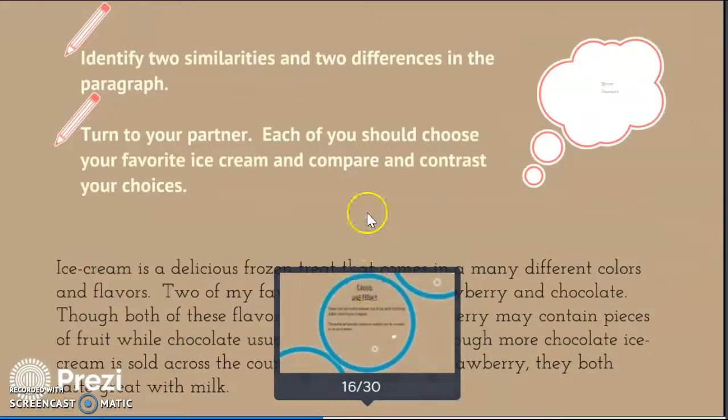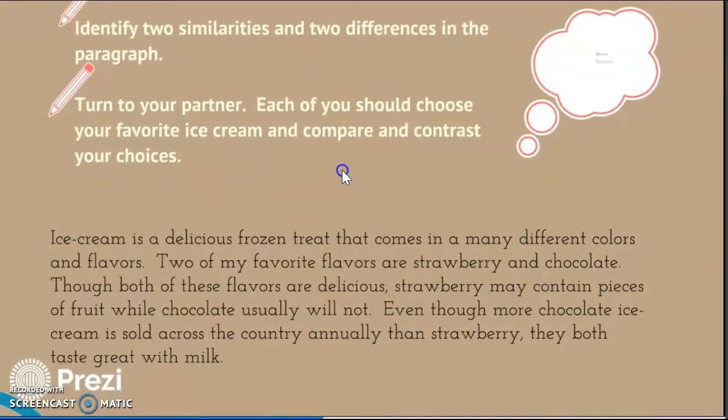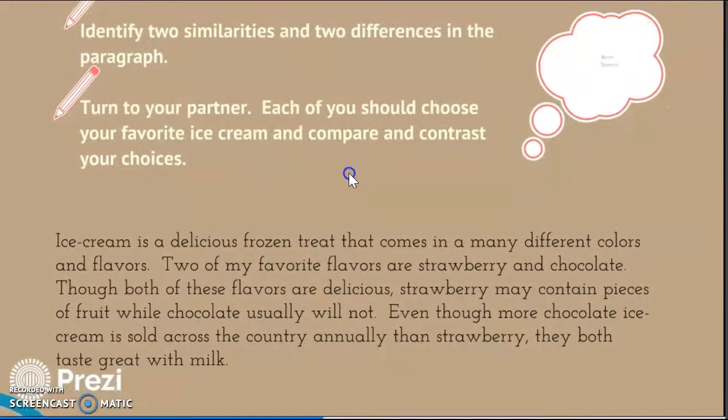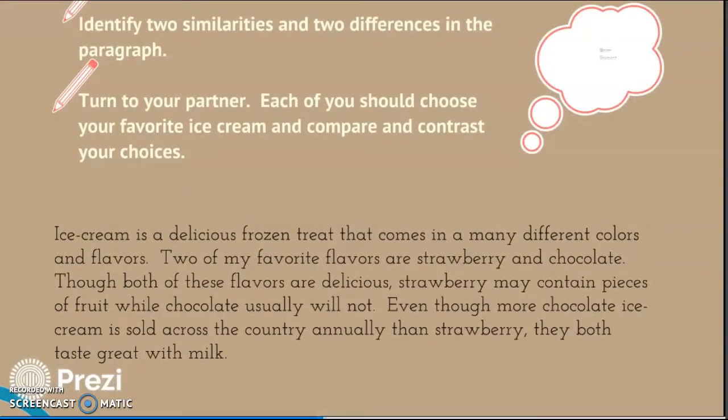Now, I want you to identify 2 similarities and 2 differences in the paragraph. Okay? And I want you to also turn to your partner, and each of you will choose your favorite ice cream and compare and contrast your choices.